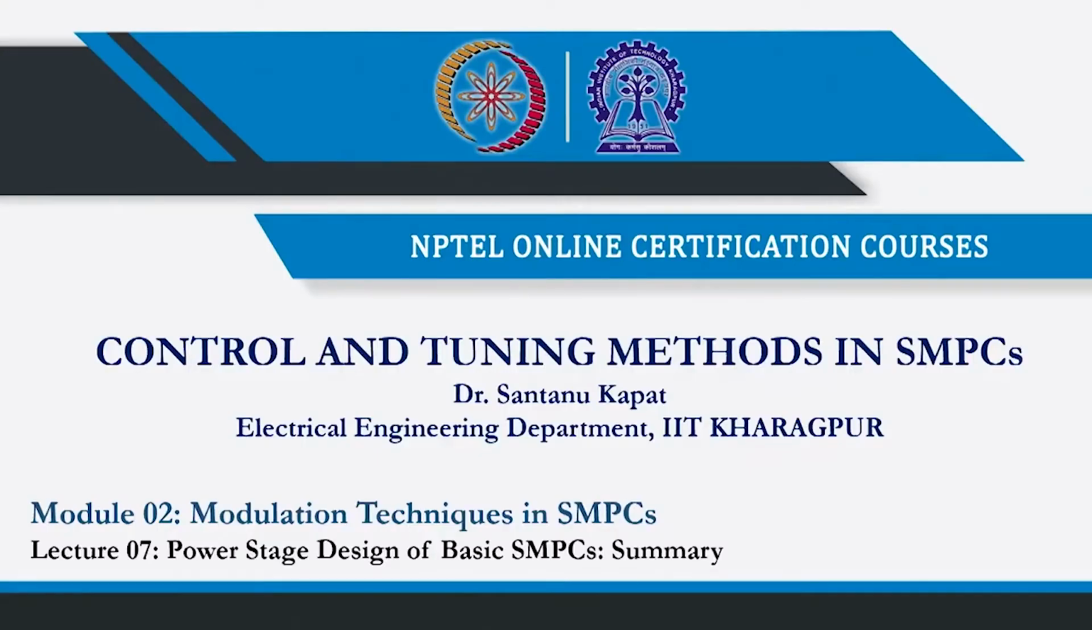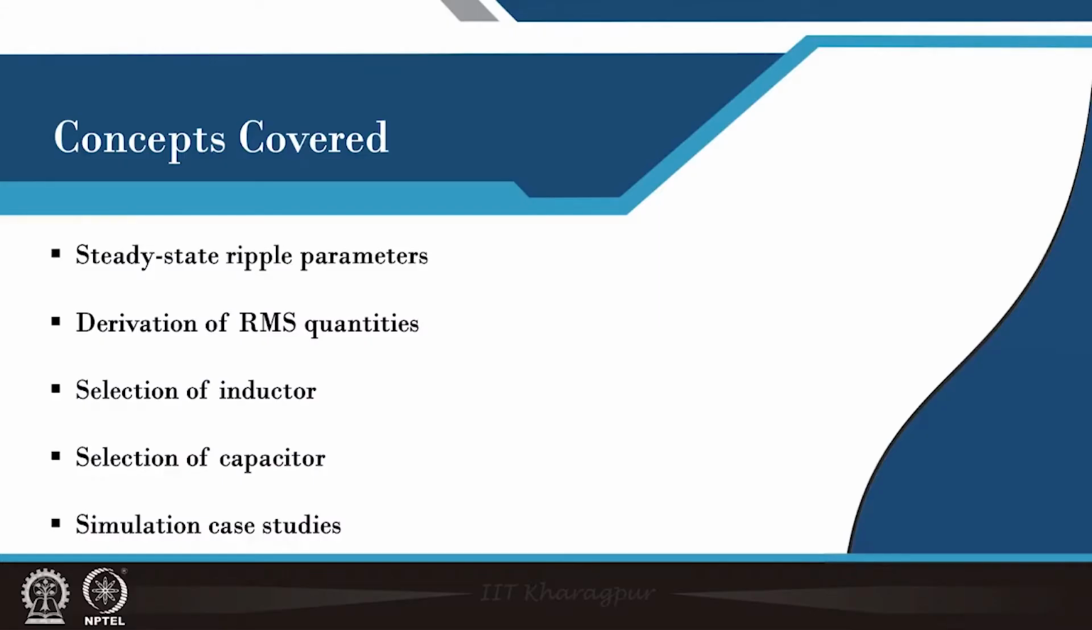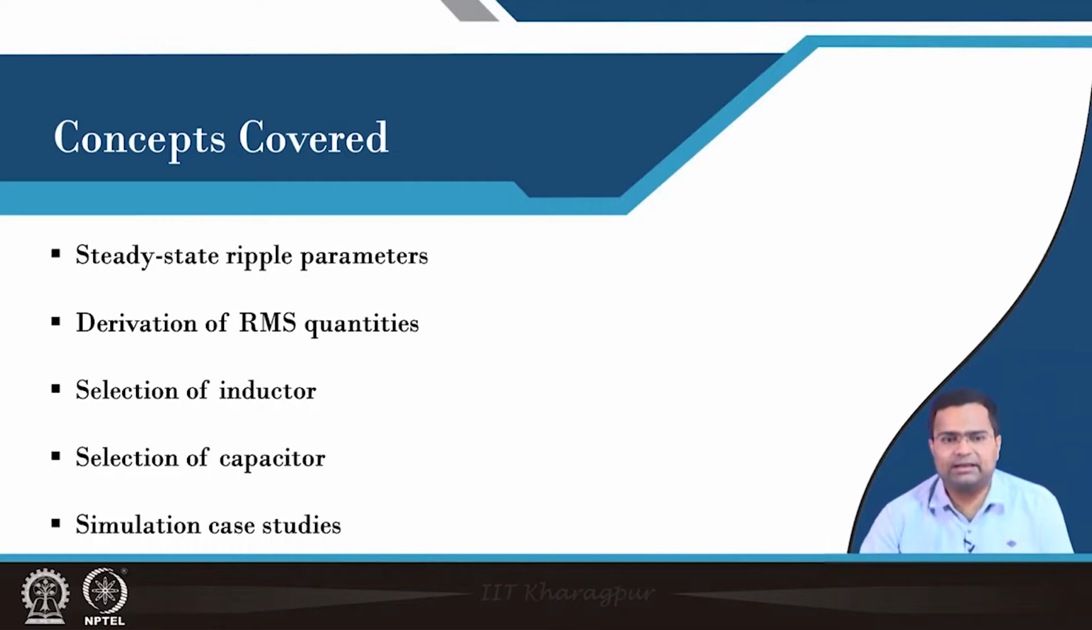Welcome. So, today is our lecture number 7. In this lecture, we are going to discuss the power stage design of basic switch mode power converters. We are going to cover steady state ripple parameters, derivation of RMS quantity, then selection of inductor, selection of capacitor, and then a few simulation case studies.